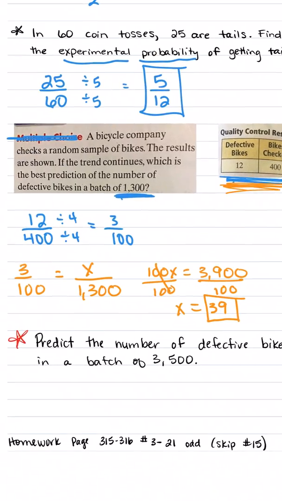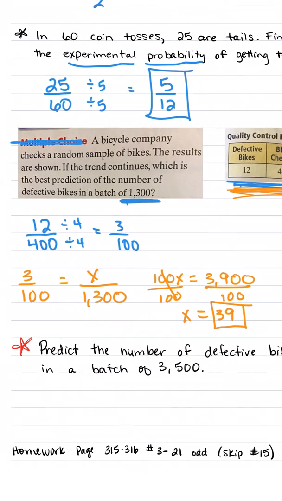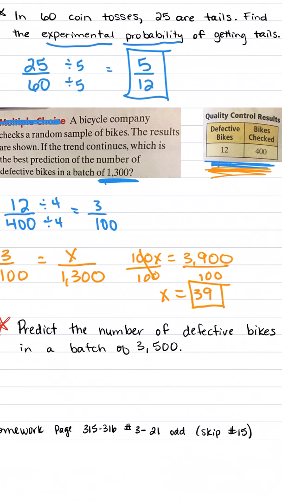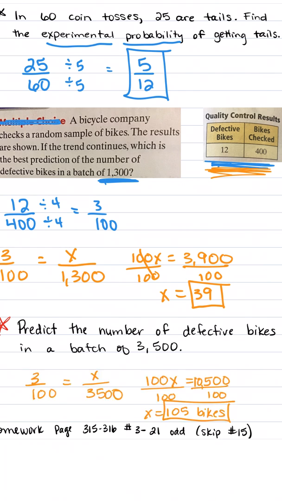Try this one on your own. Predict the number of defective bikes in a batch of 3,500. Press pause, come back to me when you're done. You should have gotten 105 bikes, right? You used the same equation from the original information and then plugged in how many defective if there were 3,500 produced.